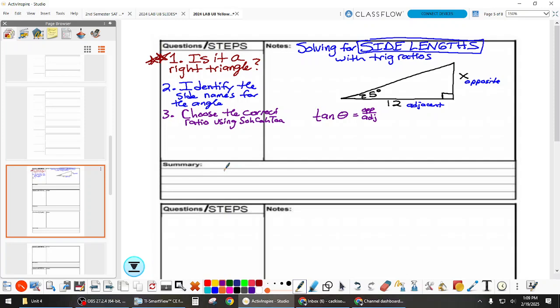I guess I should say choose the correct ratio using SOHCAHTOA and write the blank form. What do you guys call this form? I call it the generic form or the blank form, but do you have a name you like to call that? It's not filled in, nothing's filled in. Okay, write the formula. Sure, let's do that. I really never have liked the word formula for these, but it's a common name.